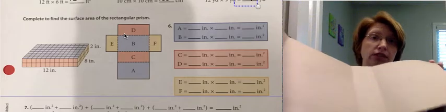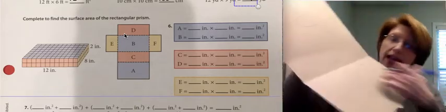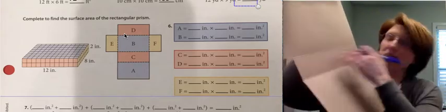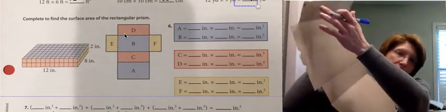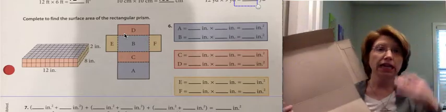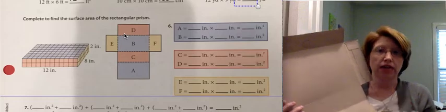Now, to figure out the surface area, all I have to do is find the area of each individual section. So I want to find the area of A, and that's going to be the same as B. I want to find the area of C, and that's going to be the same as D. And then I'm going to find the area of E and F, and you have to have all 6, and you add them all up together.